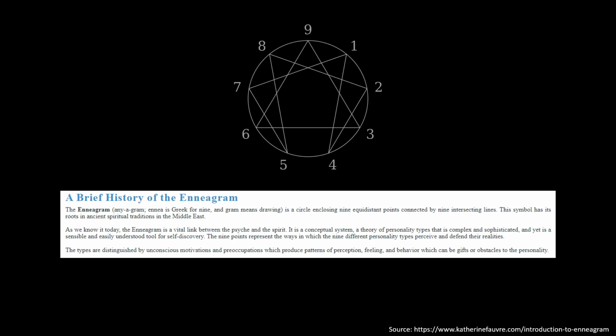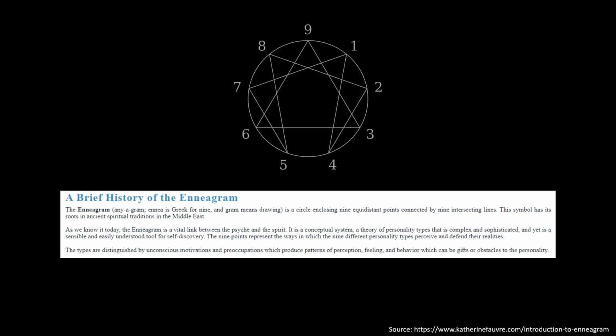So the Enneagram, this is from Katherine Fauvre's website. The Enneagram is a circle enclosing 9 equidistant points connected by 9 intersecting lines. The symbol has its roots in ancient spiritual traditions in the Middle East. So yeah, that's just what it is mathematically. As we know it today, the Enneagram is a vital link between the psyche and the spirit.